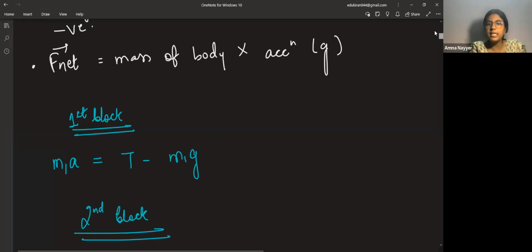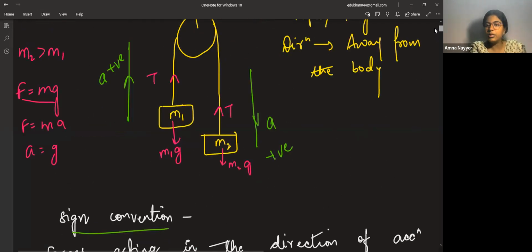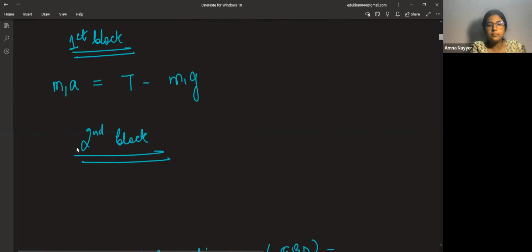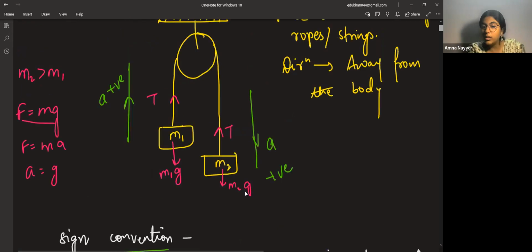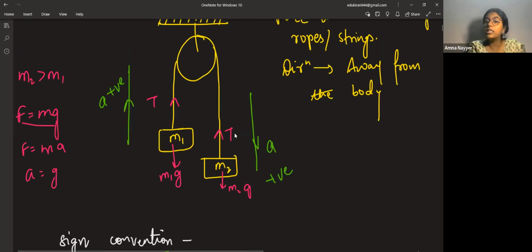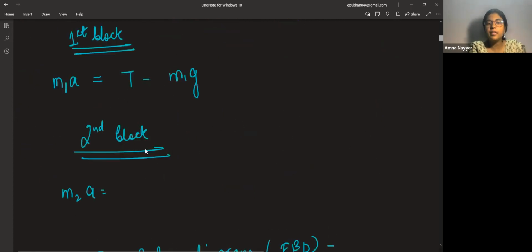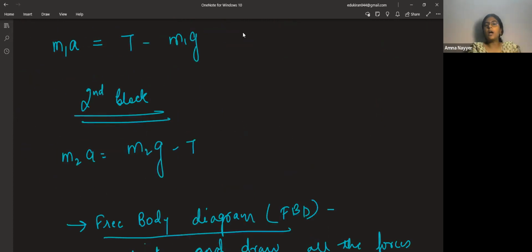Come to the second block. What is the net force? Net force is m2a. Now see, acceleration is acting downward. So this time m2g will be positive, tension will be negative. So that becomes m2g minus T.